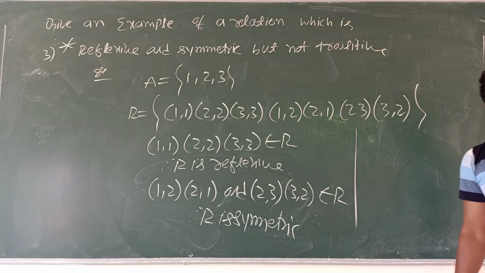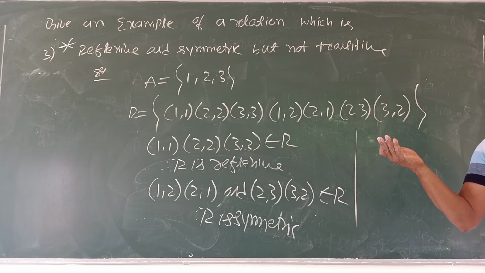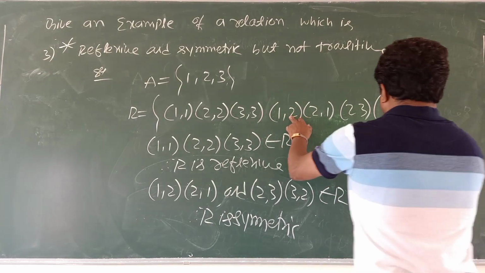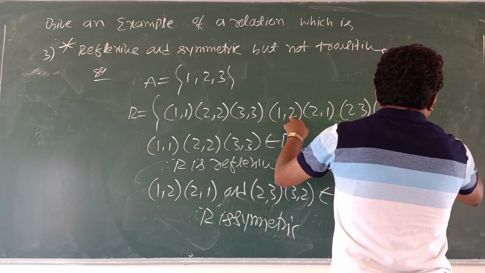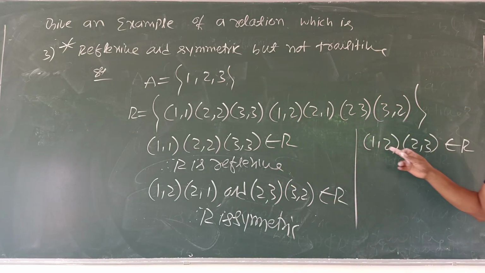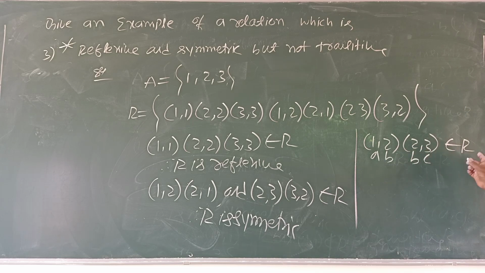We have a third element. You pick the same third element. (a, b), (b, c). Correct? (1, 2) and (2, 3) belong to R.